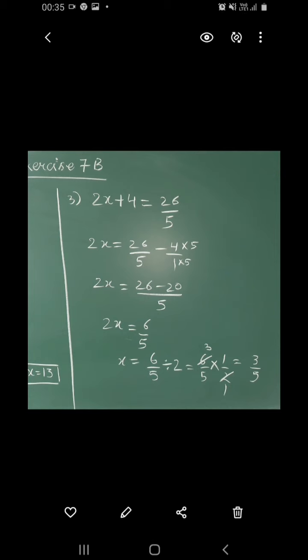Now this 2 is in multiplication with x, right? So once it goes to the right hand side, it will be in divide. So 6 upon 5 divided by 2. I have already told you how we divide two rational numbers or two fractions.